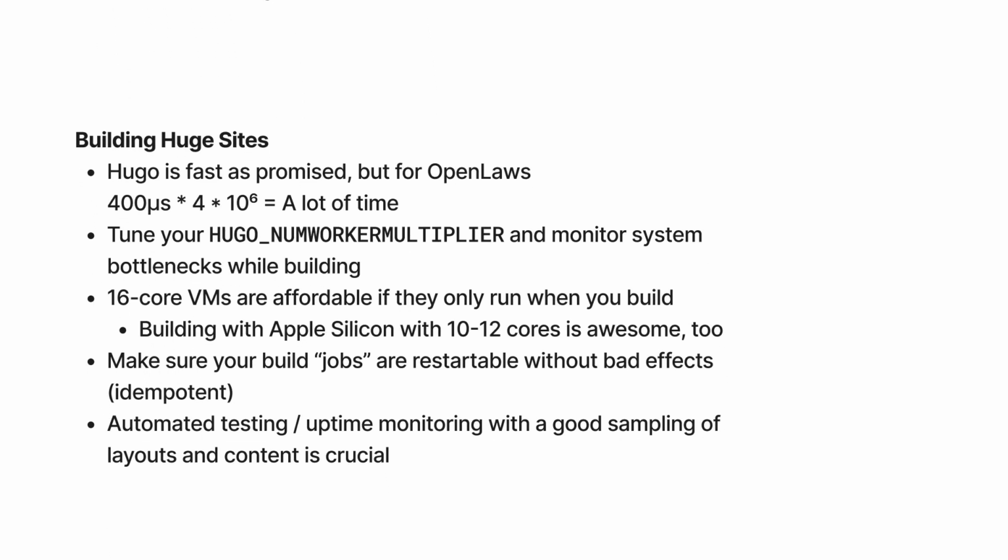Next, Hugo is really, really fast, but when you have millions of pages, that's still a lot of time. Make sure that you are monitoring your bottlenecks while you're building and make full use of all the cores that you have on the build machine. 16 core VMs are pretty expensive if you run them all the time, but if you only run them when you build, that actually can save you a decent amount of money. And Apple Silicon is actually a really good way to build. So having maybe an older machine that has 10 cores is actually a pretty good way of building your site.